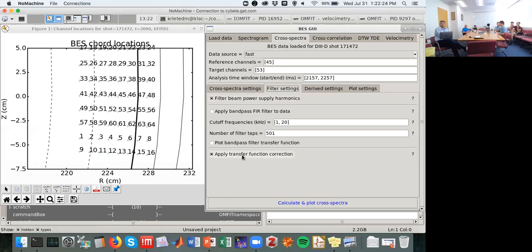Also, there's this transfer function correction, which is usually pretty small, but it is important for getting the quantitative delta n over n values right. So pretty much always want that one enabled too.